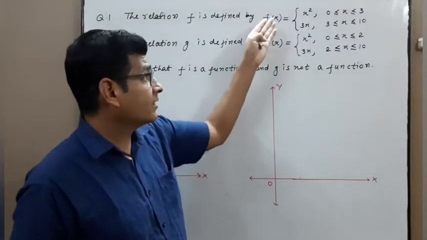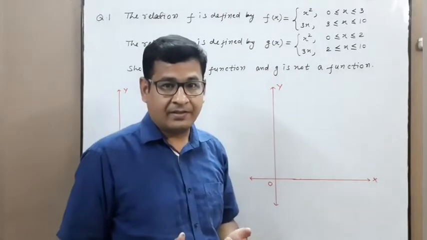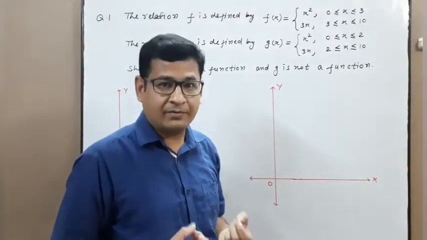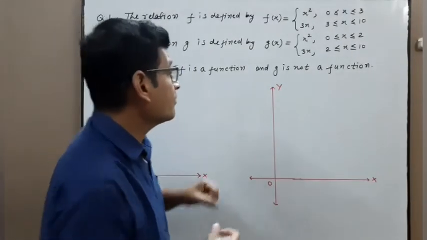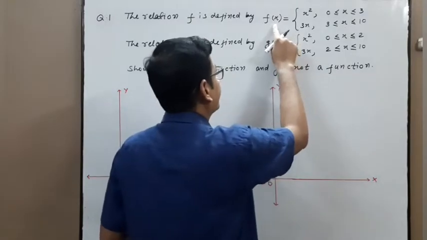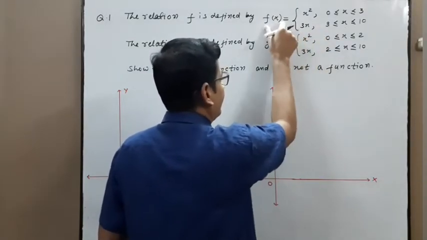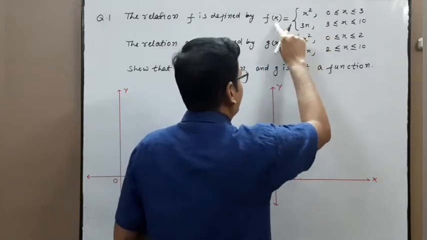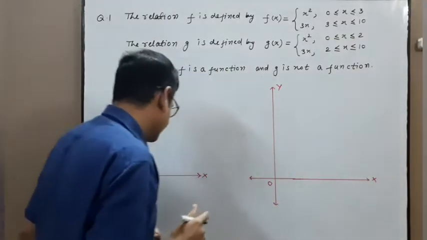Whenever more than one value is given for any function, it is better to first draw the graph to check this and use the vertical line test. So first draw the graph of f(x). f(x) means y equal to f(x) equal to this. So draw the graph of y equal to x square in the interval 0 to 3.